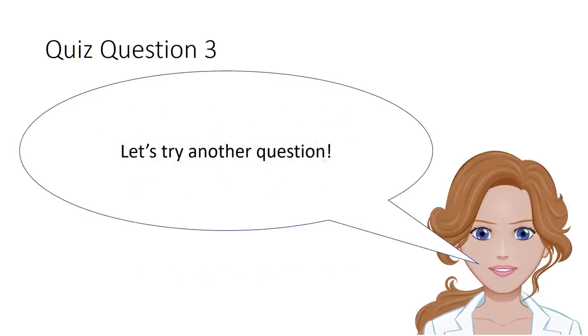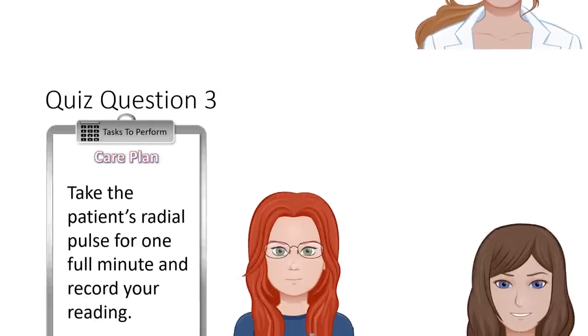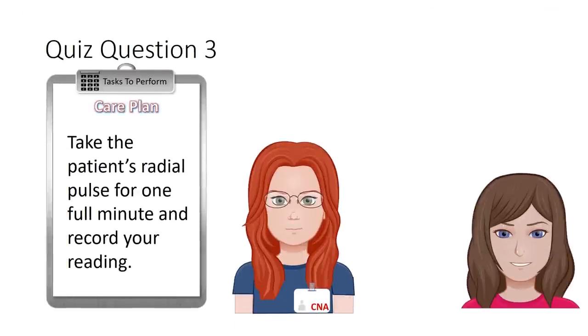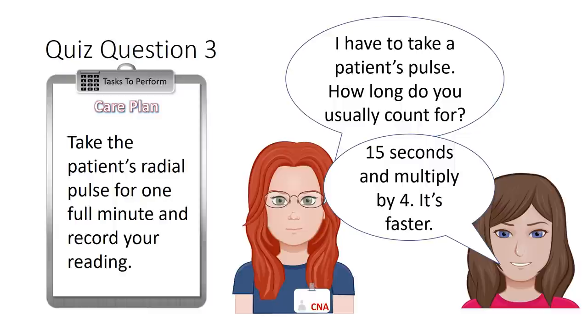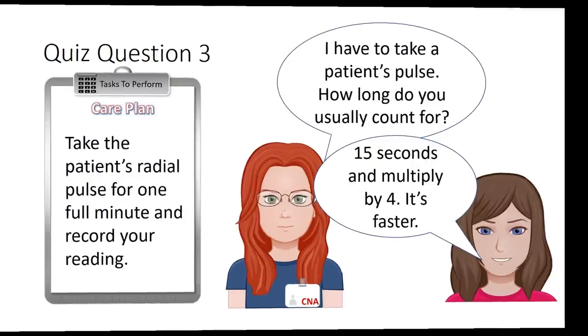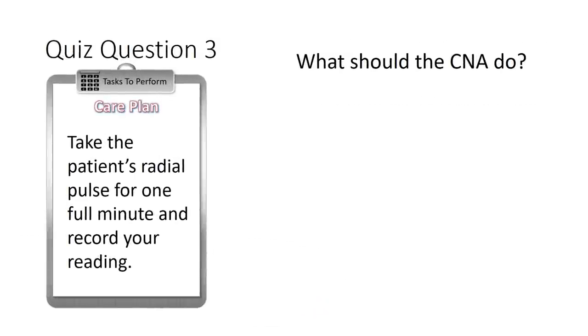Let's try another question. The care plan states, take the patient's radial pulse for one full minute and record your reading. The CNA asks another CNA, I have to take the patient's pulse. How long do you usually count for? The second CNA replies, 15 seconds and multiply by 4. It's faster. What should the CNA do?